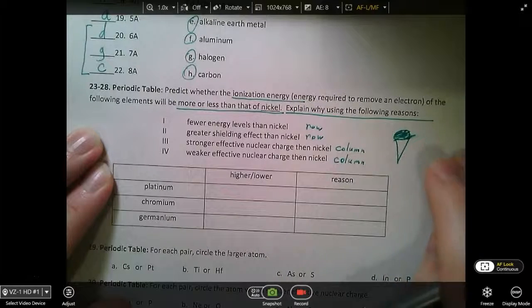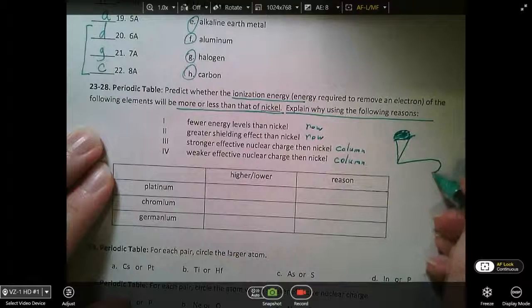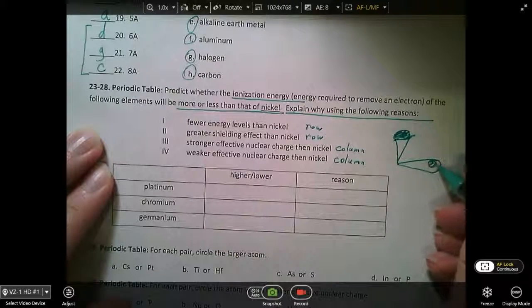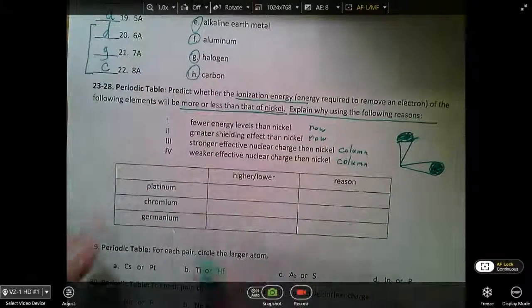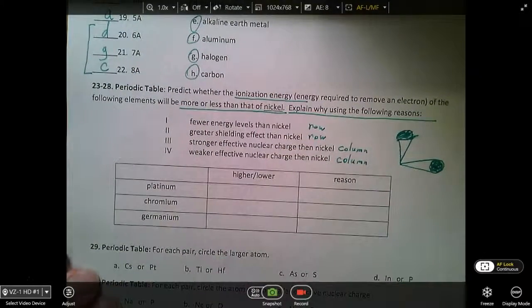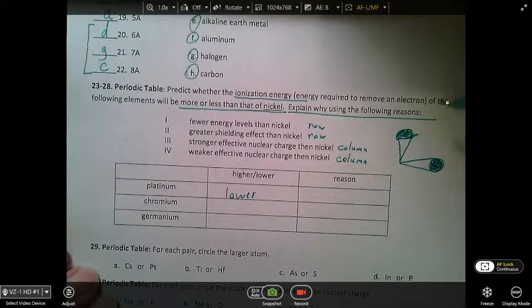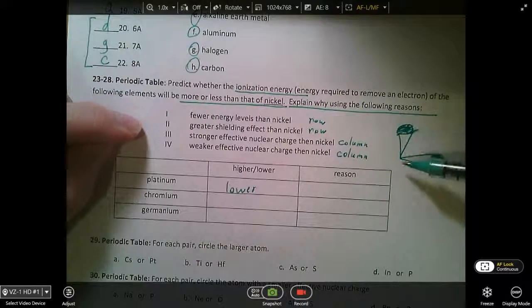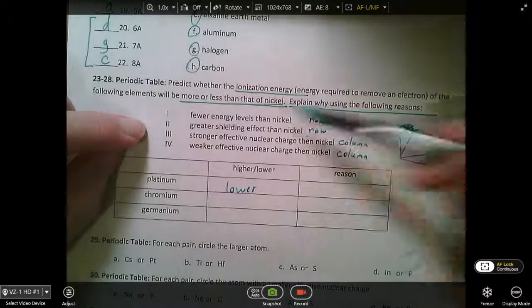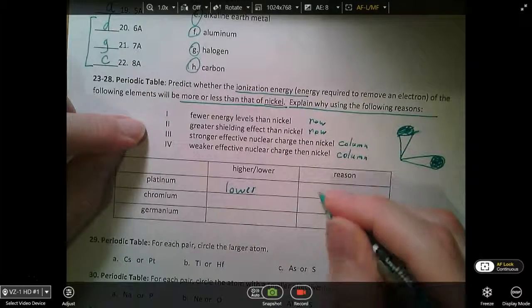And then if we were to tip this snow cone over, it would look like this. So it increases going from left to right. So this one is below it. So platinum is below nickel. Therefore, it would have a lower ionization energy. The reason is because it's in a different row. It's in a different row, and it has more energy levels, not fewer. It's further down, so it's a higher row number. Greater shielding, so we're going to put 2 for our reason.